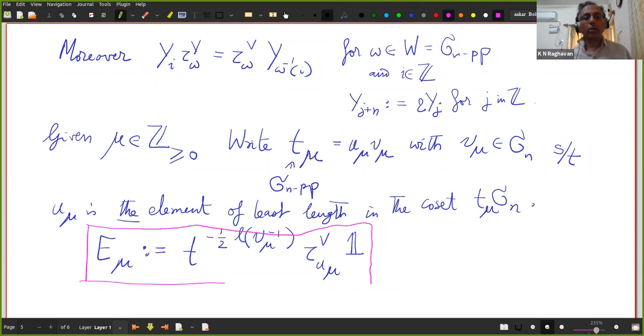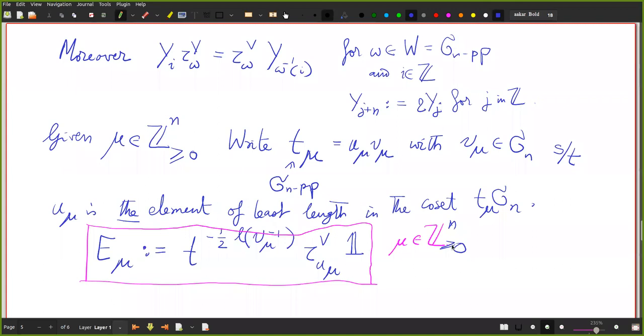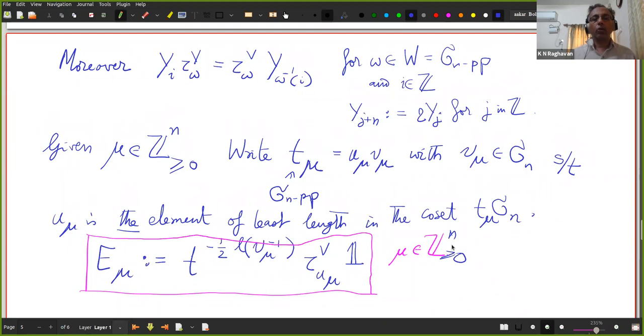This is for mu bigger or equal to zero. Thanks. So mu is in Z^n. Yeah, so I've written it. Sorry about that. Okay. So I understand we have not unpacked this, but this operator makes sense as an element because this u_mu is an element of this S_N prime. That's the whole point. That's the extra bit that we have done today.